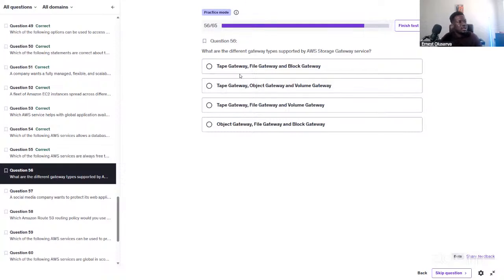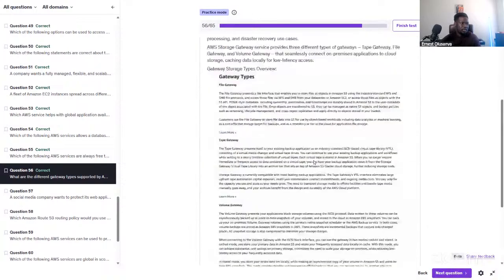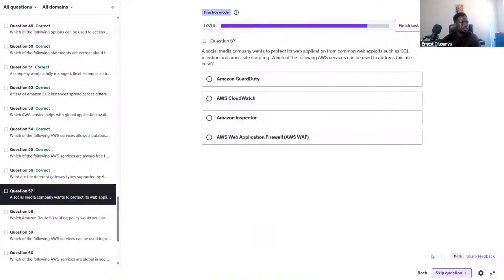So the correct answer here would be tape gateway, file gateway, and volume gateway, right? So not block gateway, file, volume, and tape. That's C. All right. Next question.